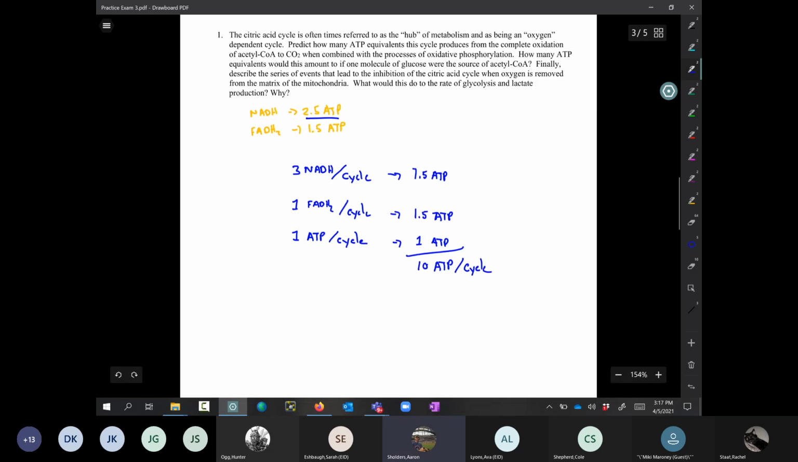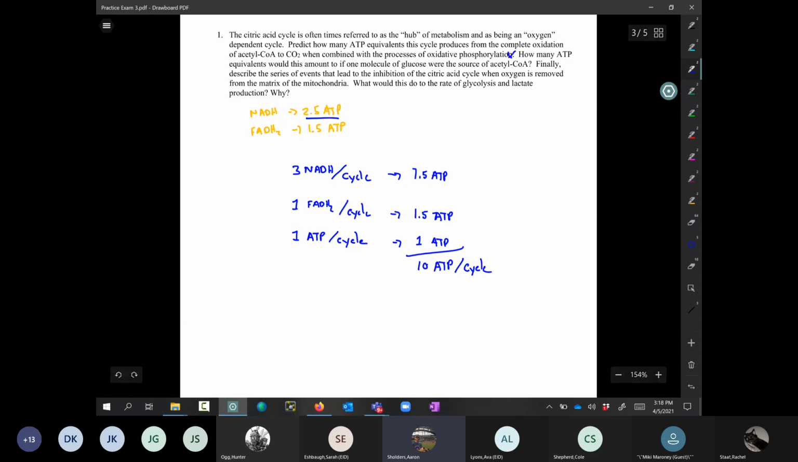And that would be acetyl-CoA feeding into the cycle at citrate synthase, combining with oxaloacetate, becoming citrate, and moving all the way around. NADH is produced by isocitrate dehydrogenase, by alpha-ketoglutarate dehydrogenase complex, and finally by malate dehydrogenase. FADH2 is produced by succinate dehydrogenase, and then the ATP is made by succinyl-CoA synthetase. So when you look up here, predict how many ATP equivalents this cycle produces for one complete oxidation. Okay, so we've done that, check mark.